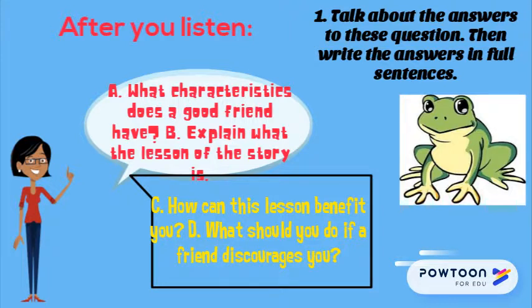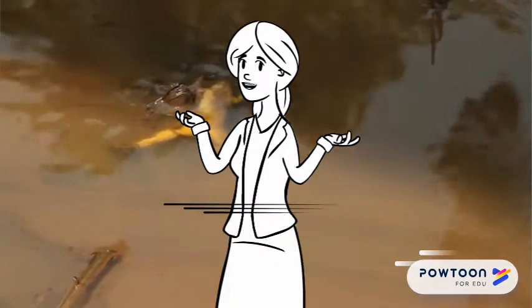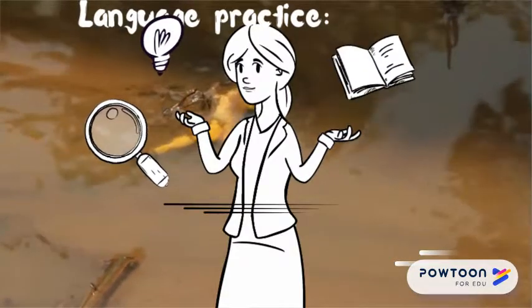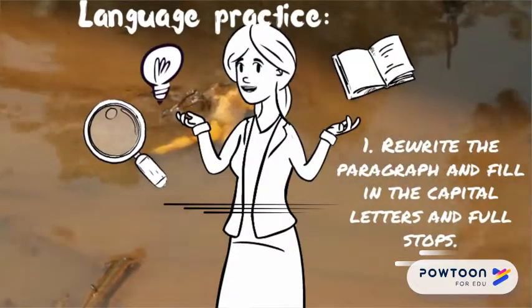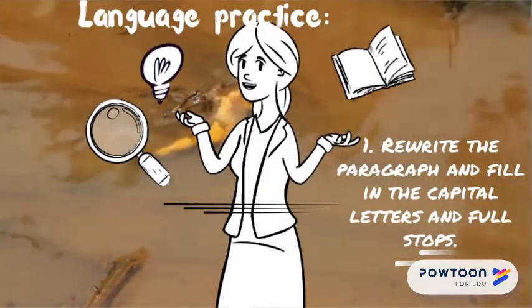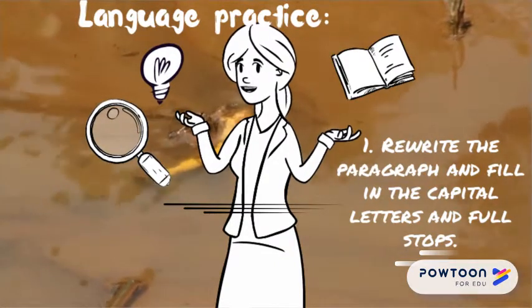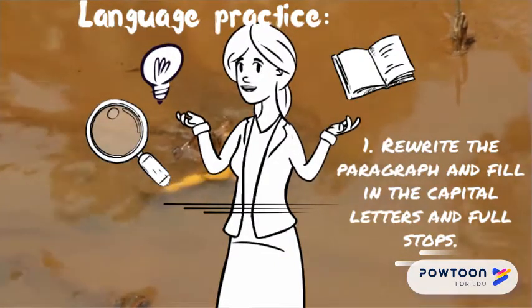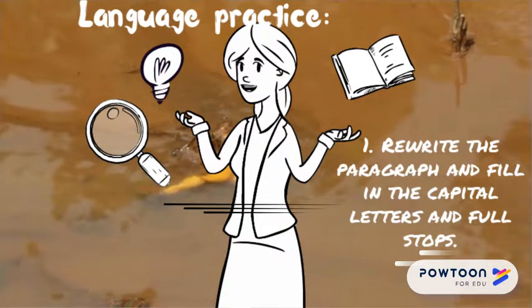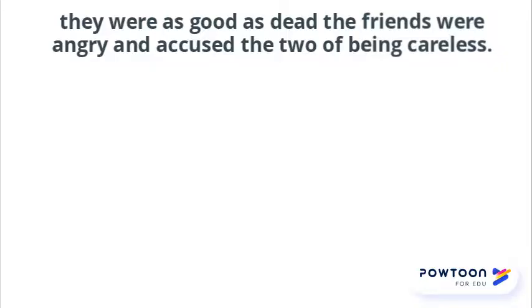Language practice. Rewrite the paragraph and fill in the capital letters and full stops. A group of frogs hopping about passed a deep pit when two of them fell in when they saw how deep the pit was. They agreed that it was a hopeless situation and that they were as good as dead. The friends were angry and accused the two of being careless.